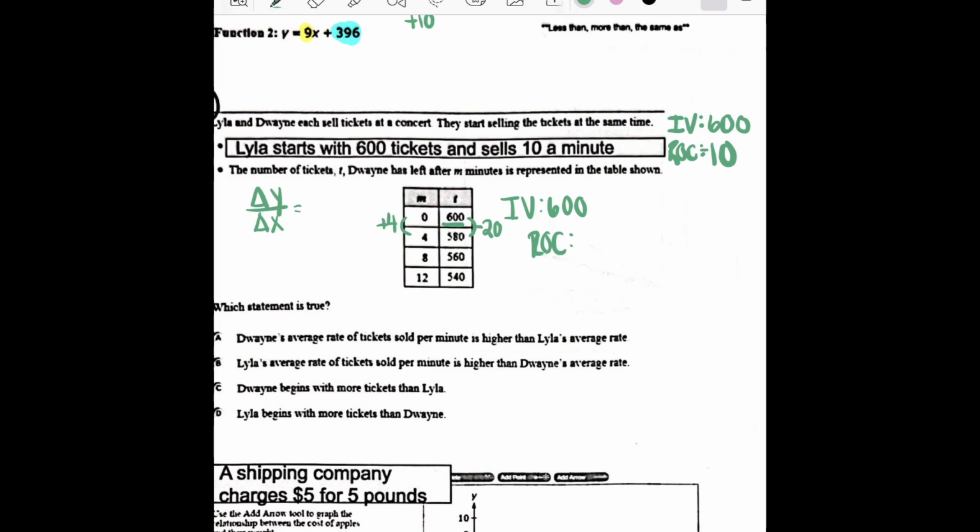So you're going to go on your calculator. You're going to do negative 20 divided by 4 to figure out how many Dwayne is selling. You might be able to do that in your head. It's going to equal negative 5. So Dwayne is selling 5 per minute.